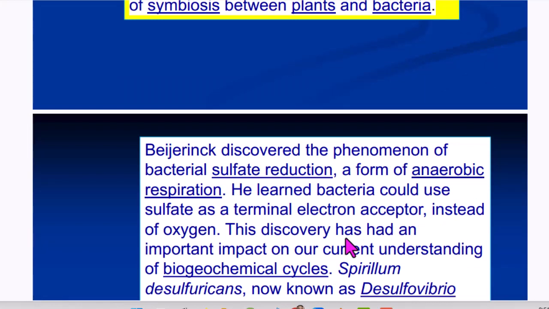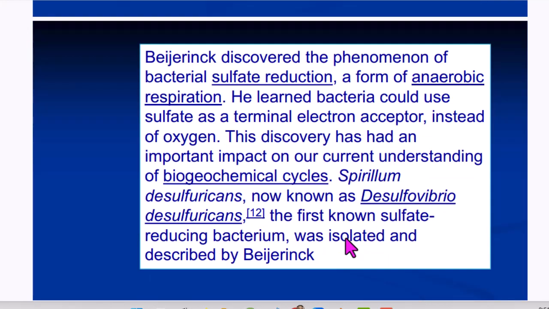Beijerinck discovered the phenomenon of bacterial sulfate reduction, a form of anaerobic respiration. He learned bacteria could use sulfate as a terminal electron acceptor instead of oxygen. This discovery has had an important impact on our current understanding of biochemical cycles. Spirillum desulfuricans, now known as Desulfovibrio desulfuricans, the first known sulfate-reducing bacterium, was isolated and described by Beijerinck.